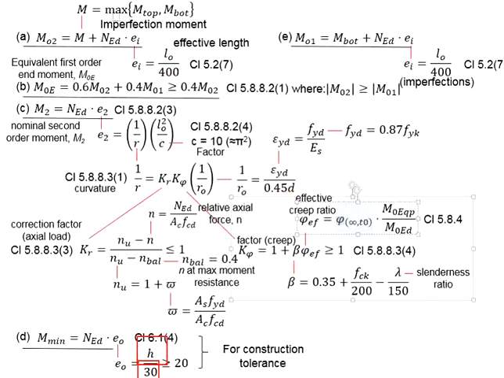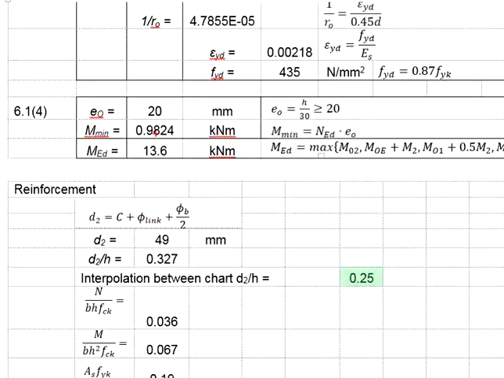150 divided by 30, you get E naught equals 5 mm. It is smaller than 20 mm. That means we will straight away take E naught equals 20 mm. Multiply by NED 49.12, you get your M-min equals 0.98 kN meter.